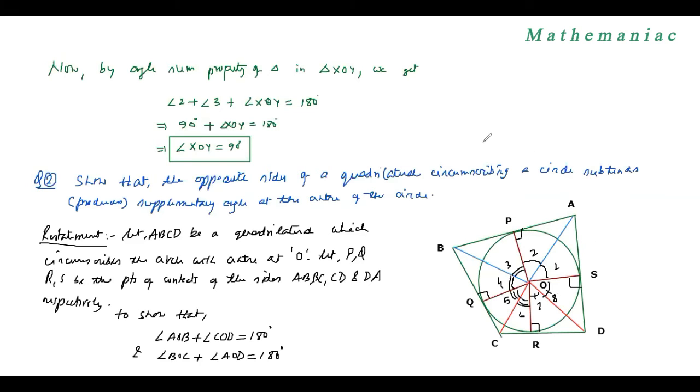So after this, we are going to change the board now. I'm going to write the construction. So what is the construction we have done? Construction is that OP, OQ, OR, OS are joined. We have joined this.